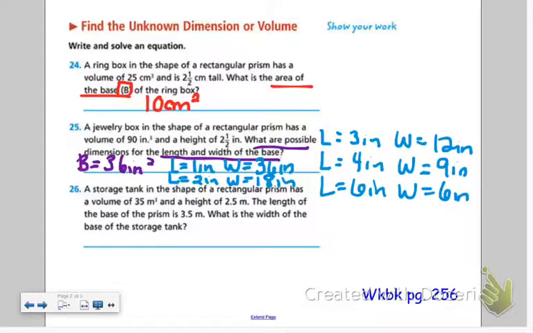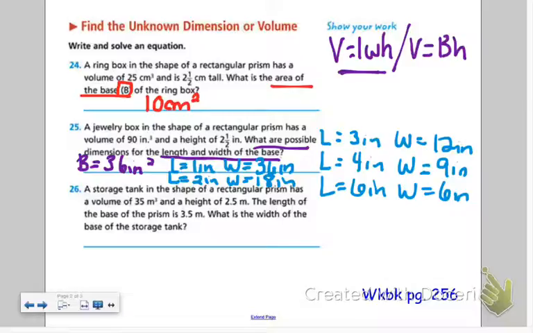So if you remember, there were a couple different formulas that we could use here. We could use volume equals length times width times height, or we could use volume equals the area of the base times the height. In this case, for number 26, I might use this formula because I've been given the length and the height. All I need is the width.